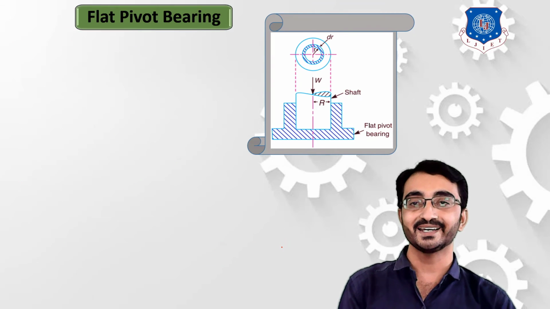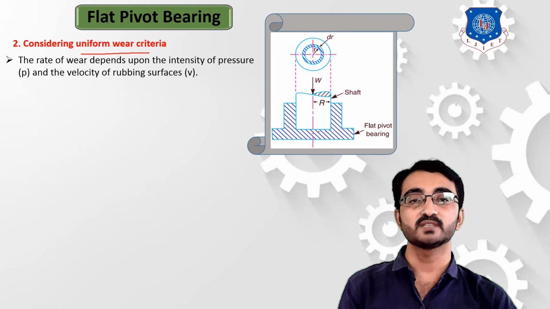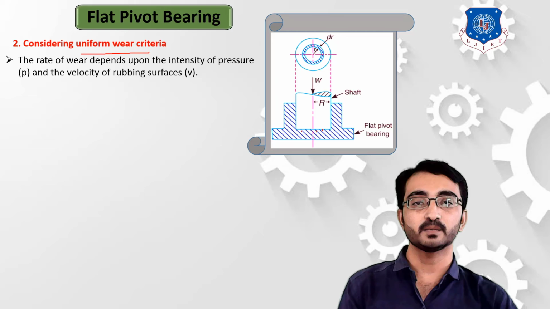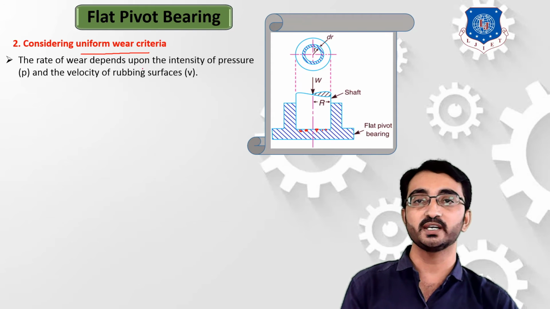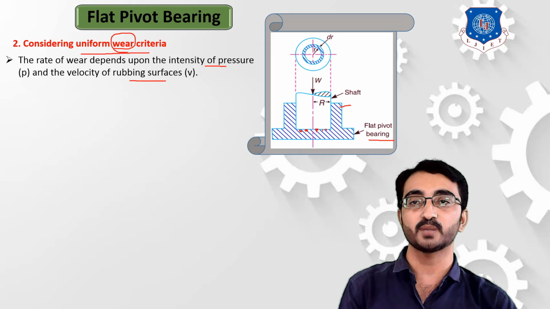Okay, now the second criteria, that is the uniform wear theory. In uniform wear theory we have simply assumed that after certain use of this bearing, the particles are removed from this contact surface. So that's why we cannot consider uniform pressure. Now this wear is totally dependent upon the intensity of pressure and the velocity of rubbing, that is, with how much velocity the rubbing is occurring between the shaft and the bearing surface. So we can consider that wear is always proportional to the intensity of pressure, and velocity is again depending upon the radius of the shaft.